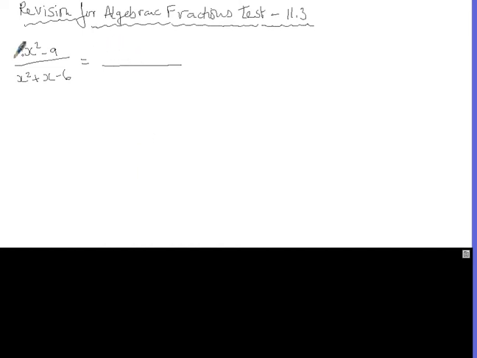Okay, so you can recognize the difference of perfect squares here, difference of two squares. So that will factorize as x plus 3 times x minus 3. And then down here, with a bit of luck, we can factorize the quadratic. And that's going to factorize as x plus 3 times x minus 2. Okay, you can see that x plus 3 over x plus 3 simplifies to 1. So we're left over with x minus 3 over x minus 2.